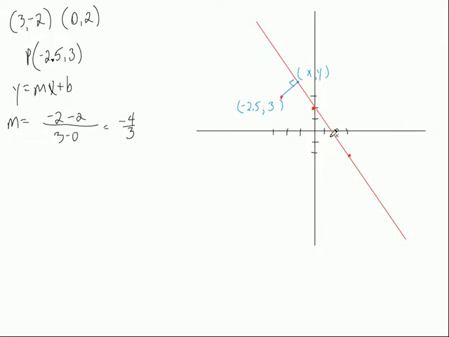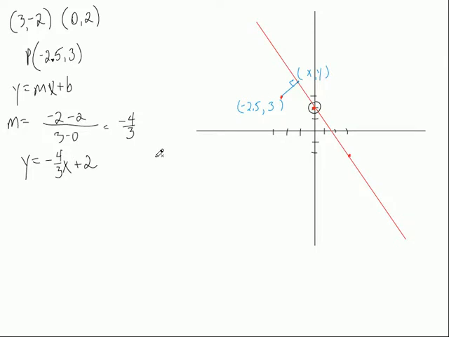Now I've got to find the y-intercept. Well, I know the y-intercept already because look at one of my points. One of my points is (0, 2), isn't it? So my y-intercept is right there. I don't even have to do any math. I can just write it out now. So my equation is y equals -4/3 x plus 2. That's the red one. Now I've got to find the blue one.